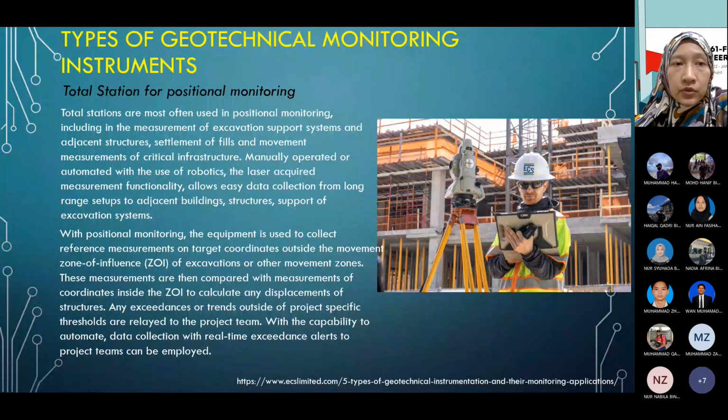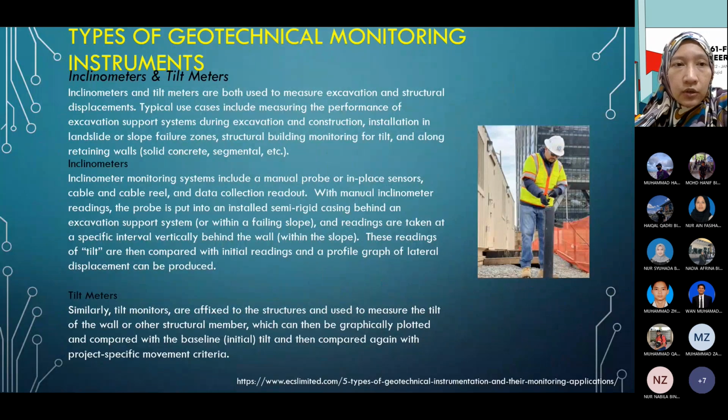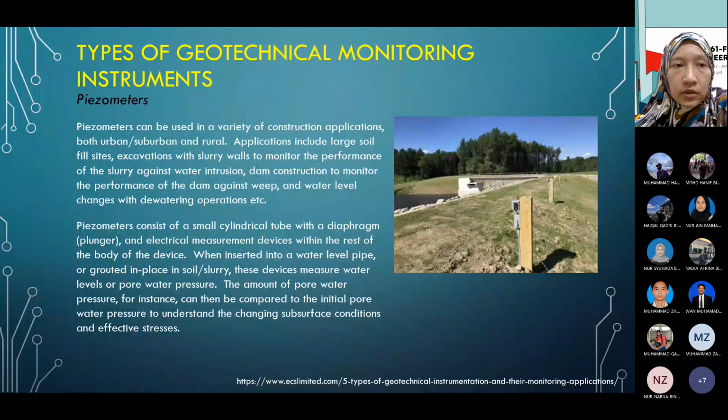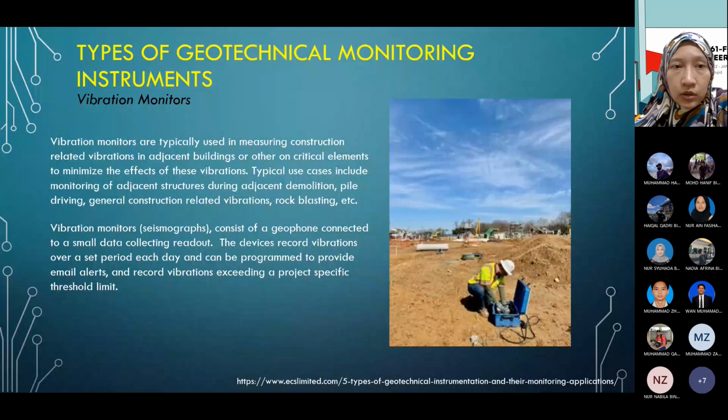Okay, these are some types of instrument that can be used on site. For example, total station for positioning monitoring. And then we also have inclinometers and also tilt meters. We also have piezometers, and the last one is vibration monitors.